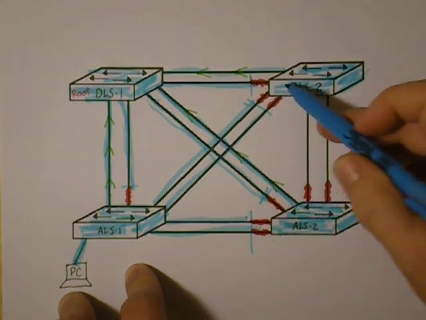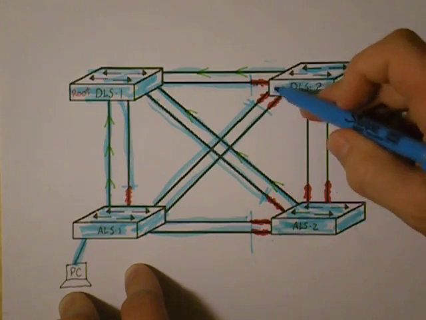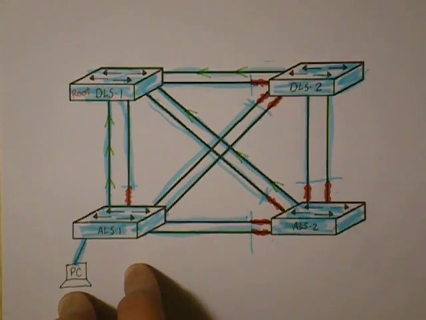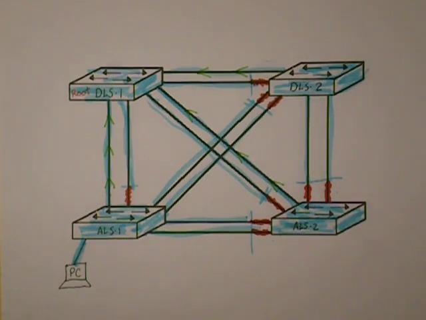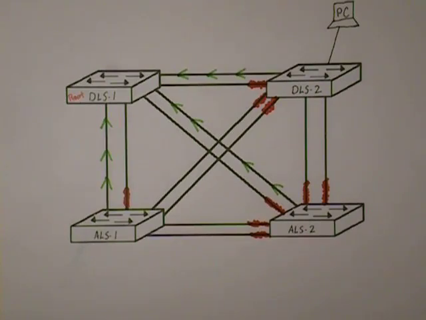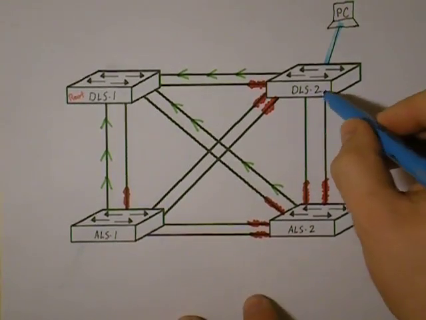Sends it out here to DLS2. It broadcasts it out every port except the port it came in on. Came in on these. Shut down, shut down, shut down. And broadcasts out these, but it won't make it. So, same way. Completely covers the topology, but no loops. And just for peace of mind, because I am this paranoid, I'm moving the PC one more time. Broadcast it out to DLS2. DLS2 gets it.